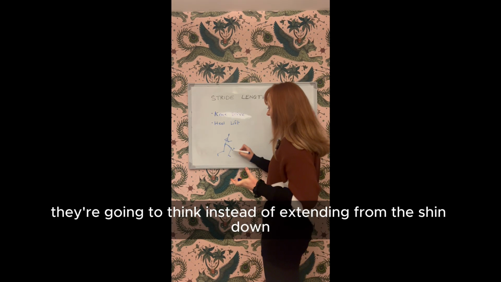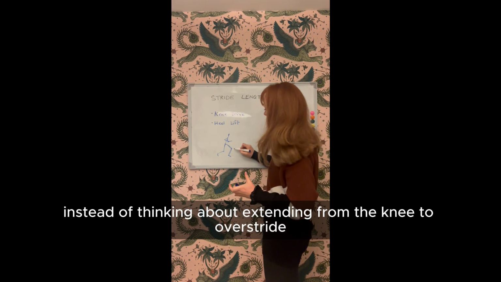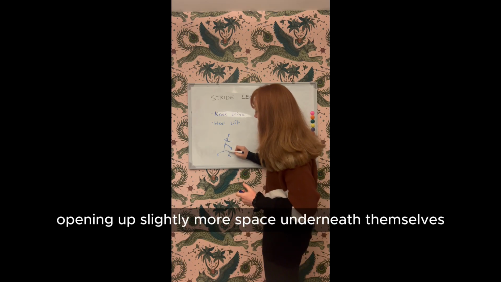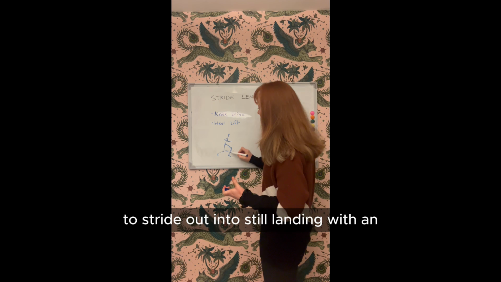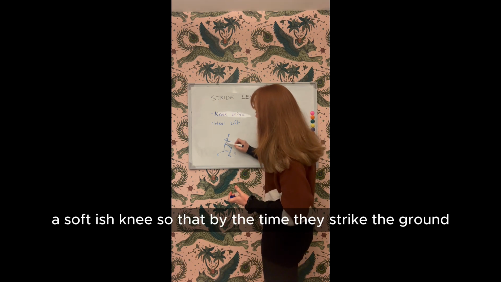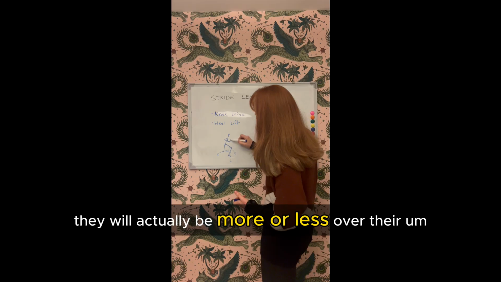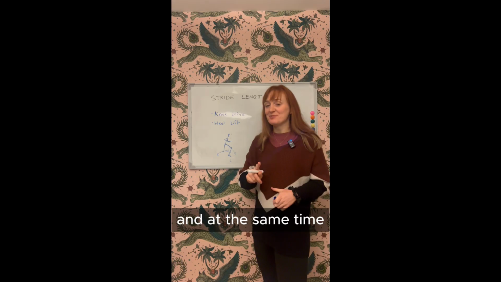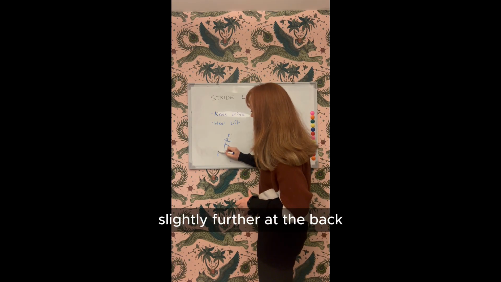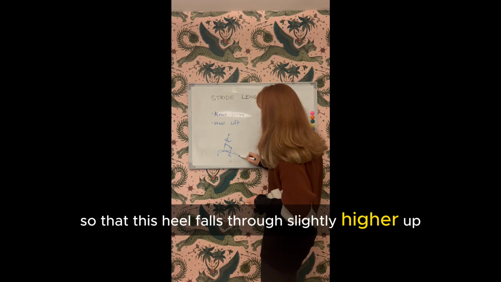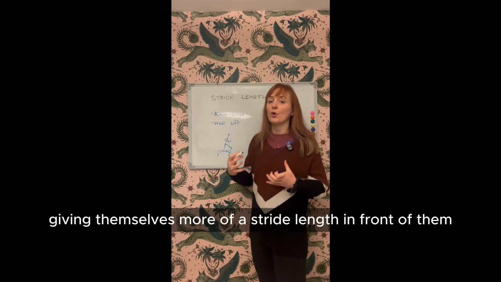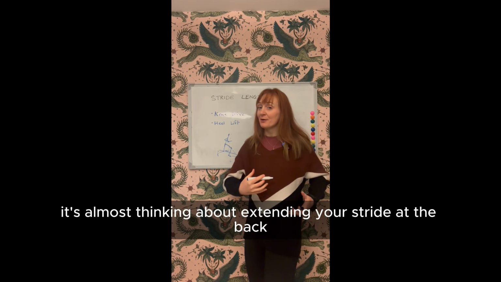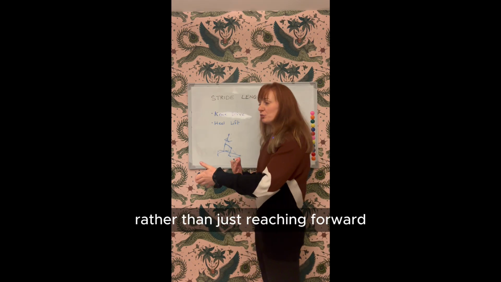Instead of extending from the shin down, instead of thinking about extending from the knee to overstride, they're going to think about this angle from the hip to the knee, opening up slightly more space underneath themselves to stride out into, and still landing with a soft-ish knee, so that by the time they strike the ground, they'll be more or less landing under their center of gravity. And at the same time, they're also going to think about picking this heel up slightly further at the back, so that this heel falls through slightly higher up, giving themselves more stride length in front of them. It's almost thinking about extending your stride at the back to open up space to move into, rather than just reaching forward.